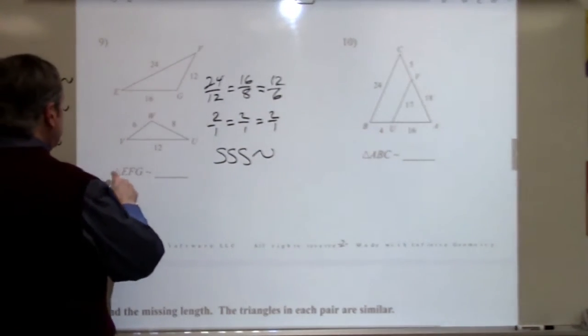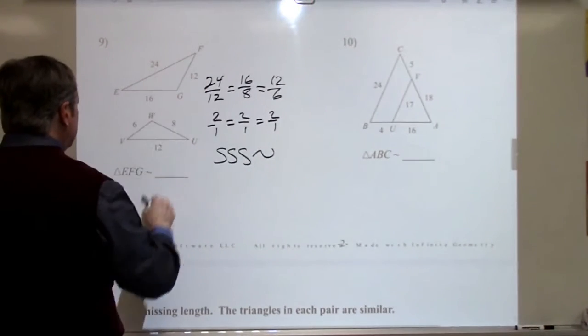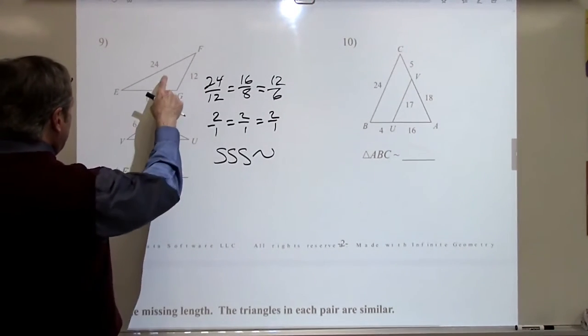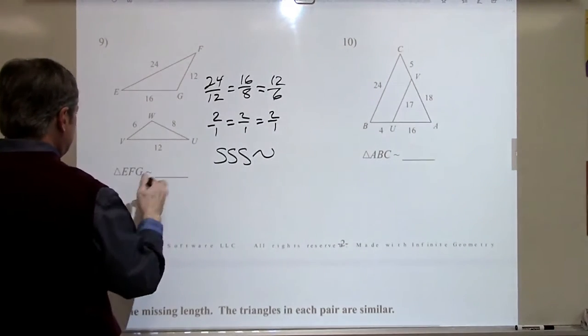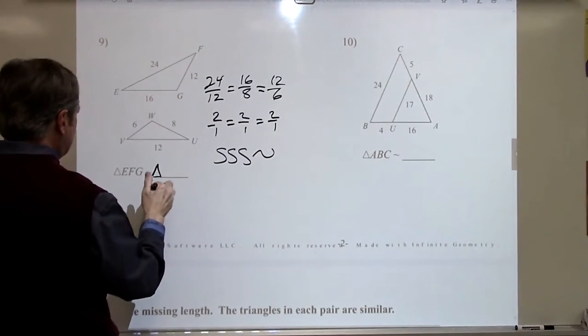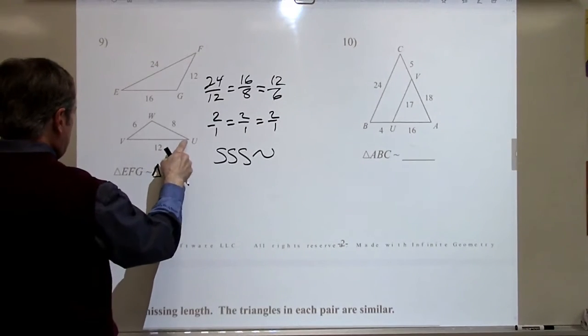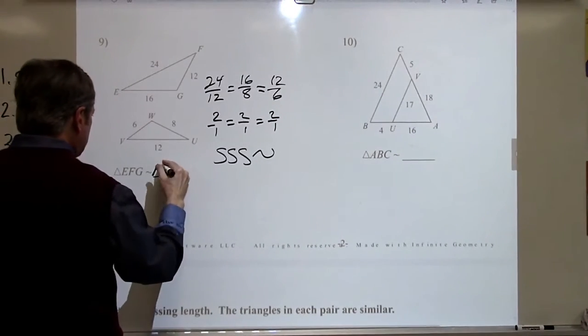And so we're going to say triangle EFG. Okay, now this is the big side and the little side, so that would be the same as triangle UVW.